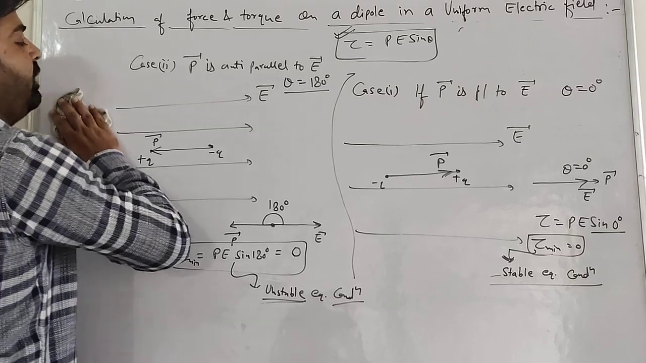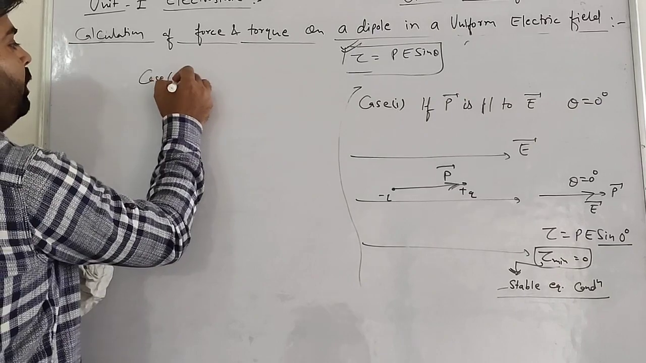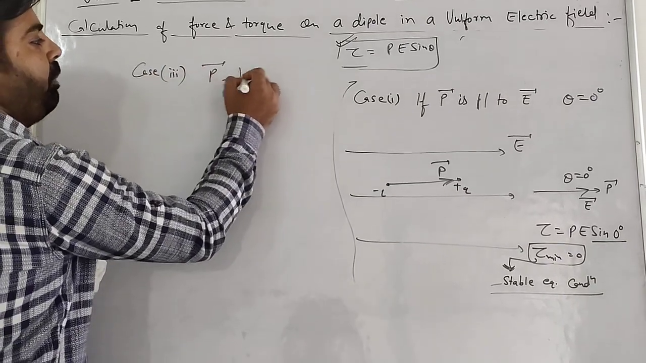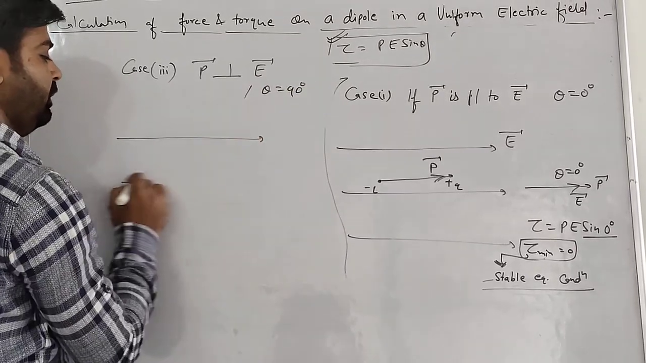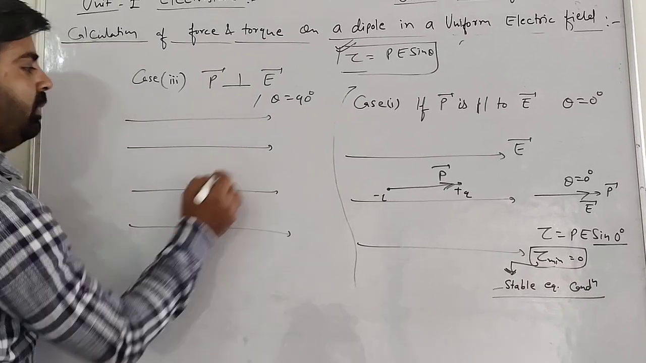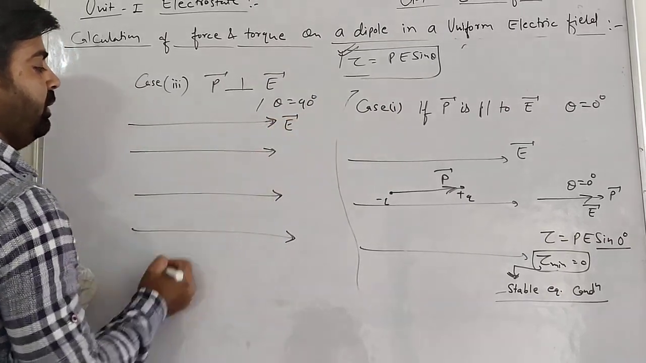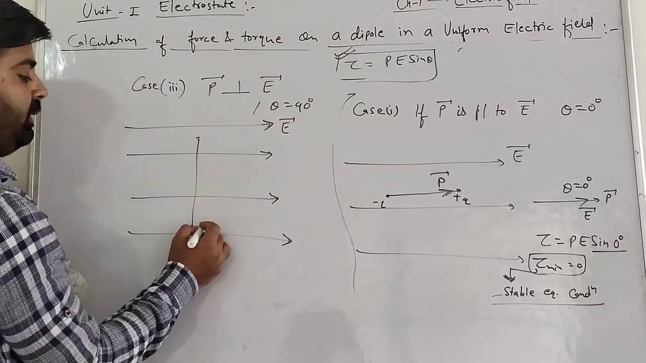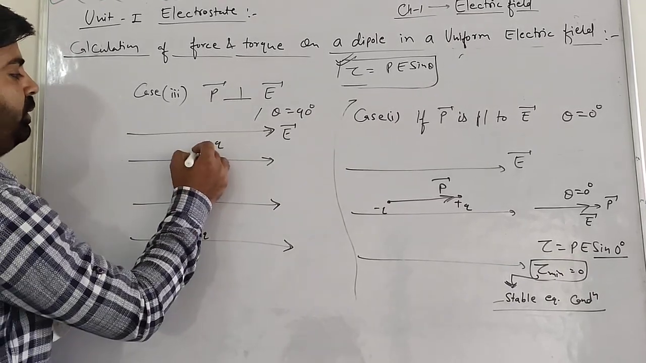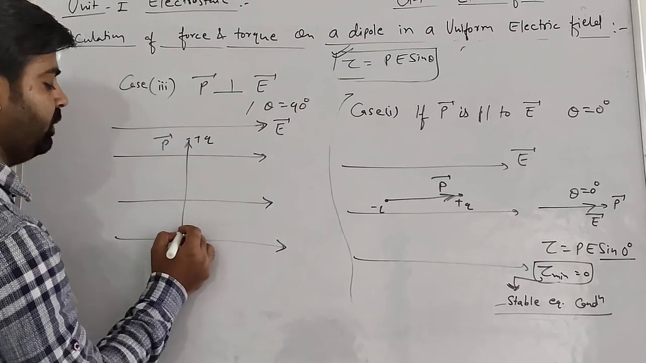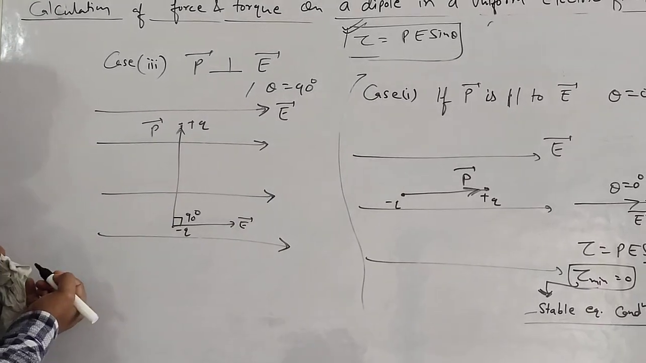Now we discuss its case third. In case third, P vector is perpendicular to E vector. That means theta is equal to 90 degree. I picturize the case third. This is E vector, and here minus q charge and plus q charge. Electric dipole moment direction is from minus q to plus q. This is the P vector. So the electric field and P vector both are at 90 degree.